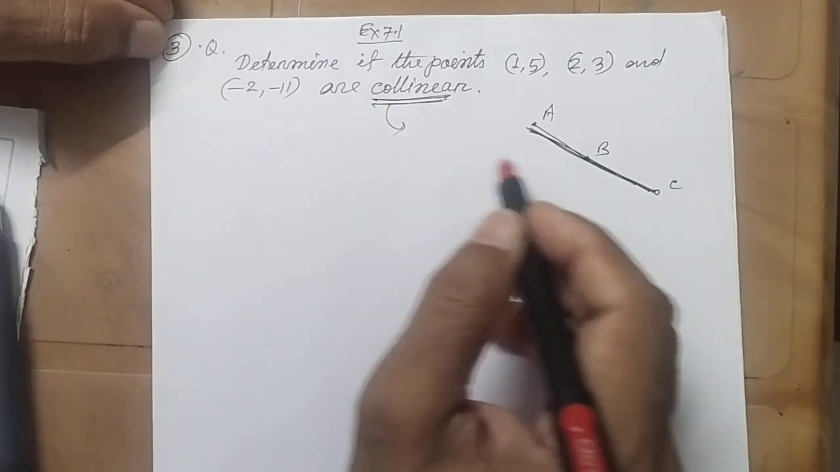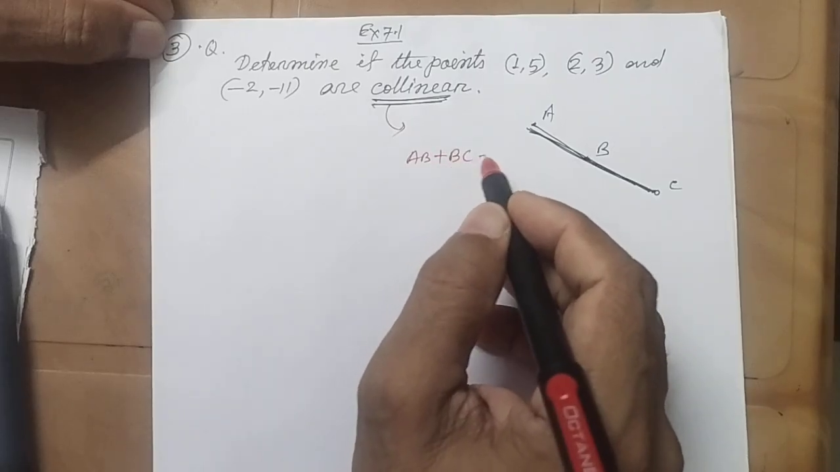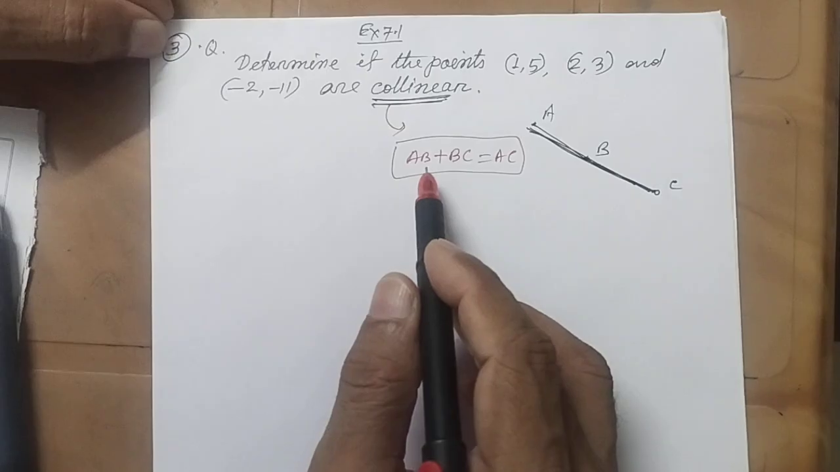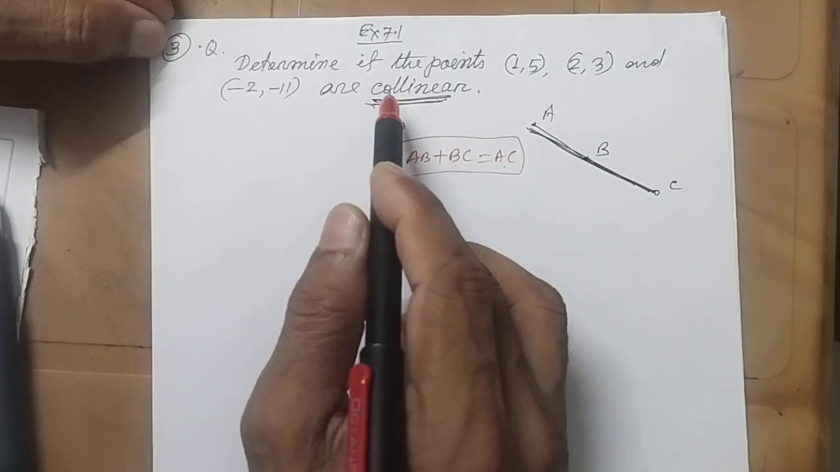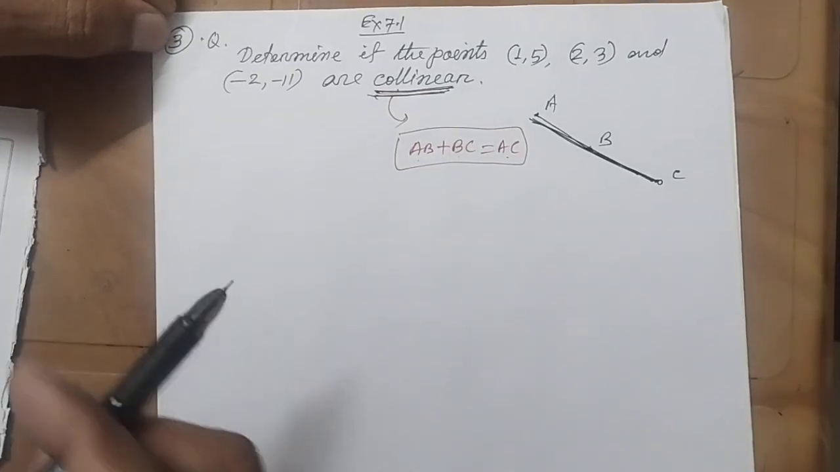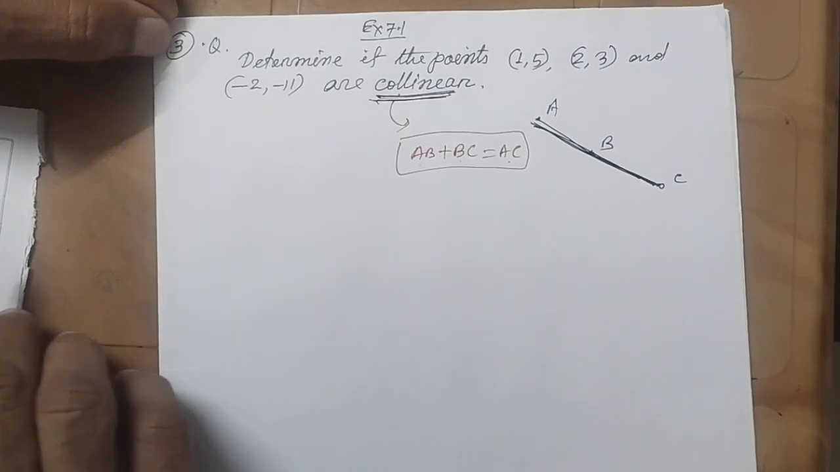Points are collinear if they satisfy this condition: distance AB plus distance BC will be equal to AC. If the 3 points satisfy this condition, AB plus BC equal to AC, only then will we say the points are collinear. That means they are lying on the same line. So here 3 points are given, and we have to check whether they are collinear or not.